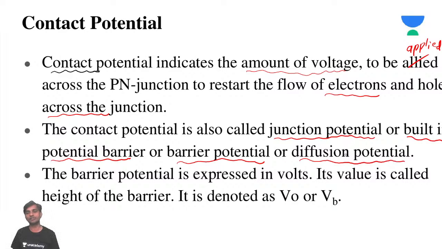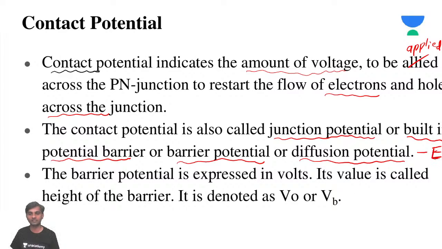Why is it called diffusion potential, sir? This potential exists because of the diffusion process. Why do these potentials occur? The potential is because of the electric field formed. In the derivation we will try to make you understand.